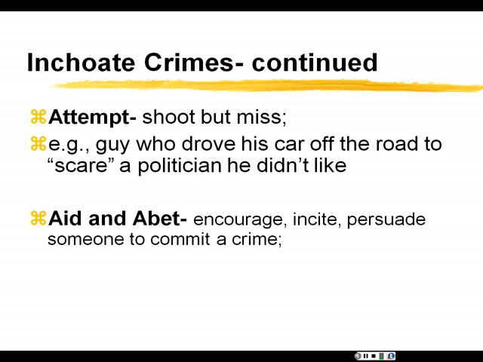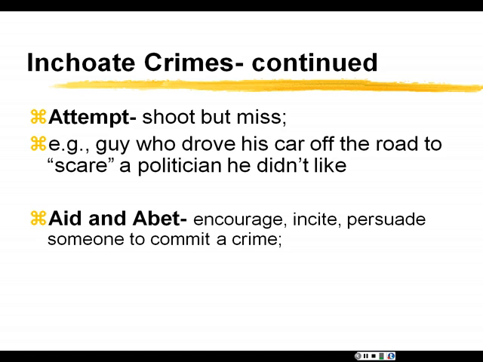Another inchoate or incomplete crime is... and I keep saying incomplete. Obviously, it's complete in the sense that the person's likely to get convicted if it can be proven in a court of law. But it's incomplete in the sense that they didn't get completely what they were trying to get with their intent. Okay. So here, another inchoate crime is aiding and abetting.